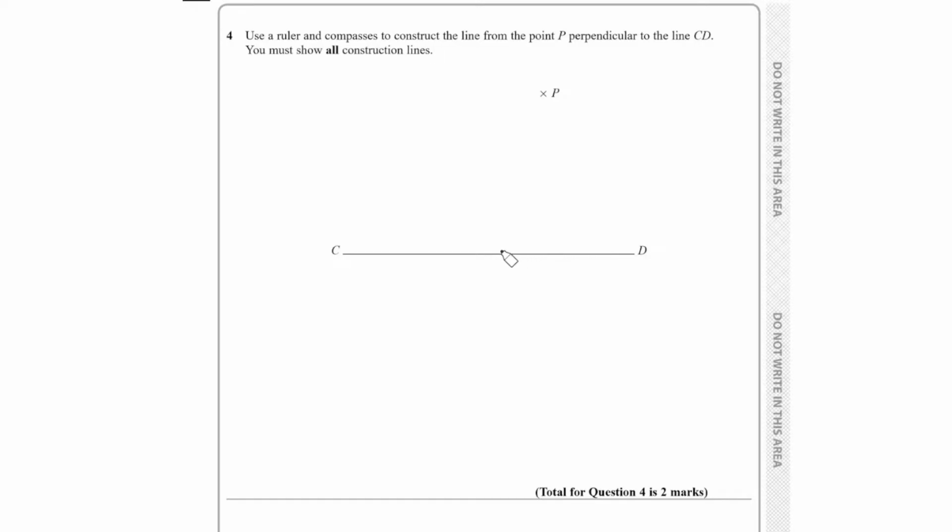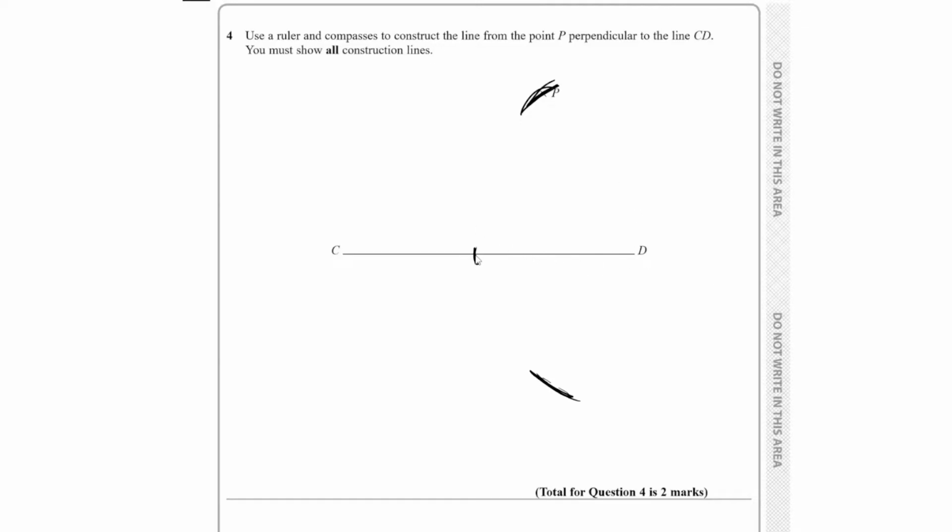I stretched my compass so it's at least beyond point P, right? So maybe about this width, right? And I made sure it crossed through P right up here. It would probably come to about here in the line, and then down here as well. You can do a whole arc if you want. And then from that, I'd kept my compass the same width, so I didn't change my compass.